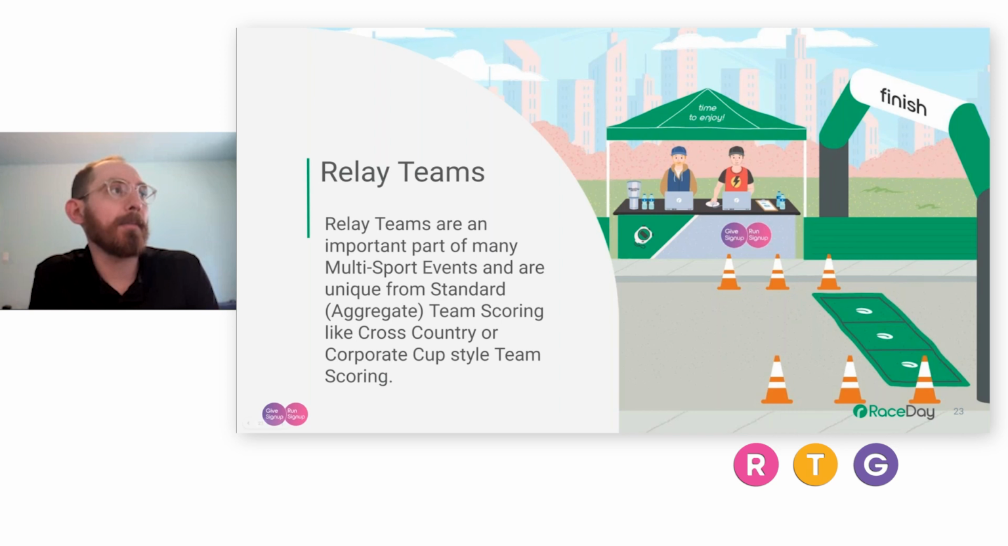I'm going to talk a bit about relay teams now. As I said before, relay teams are a critical part of most triathlons. They're a very standard affair. Relay teams are different from aggregate, which is like your standard team scoring, like a cross-country style or a corporate cup style, where everybody does the full length of the course and then their points or their times are added up. Relay is every member of a team is only doing a portion of the entire course. I'm doing the swim, James is doing the bike, Soren is doing the run.